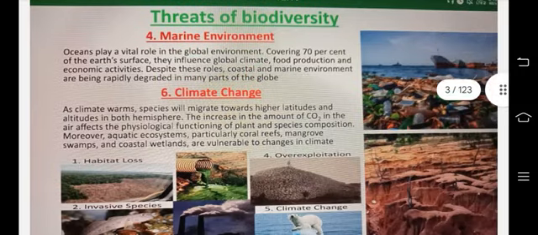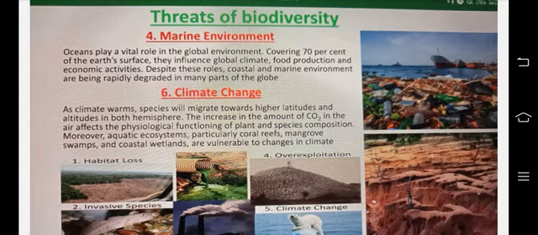Threats to biodiversity. Marine environment. Oceans play a vital role in the global environment, covering 70% of the Earth's surface. They influence global climate, food production, and economic activities. Despite these roles, coastal and marine environments are being rapidly degraded in many parts of the globe.